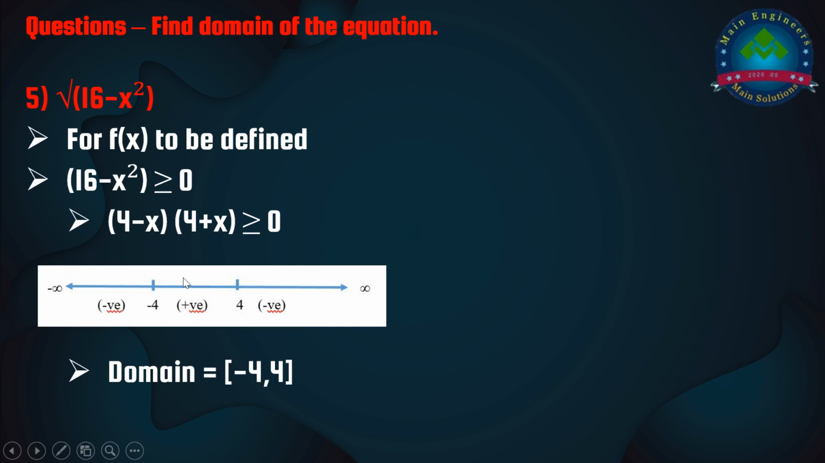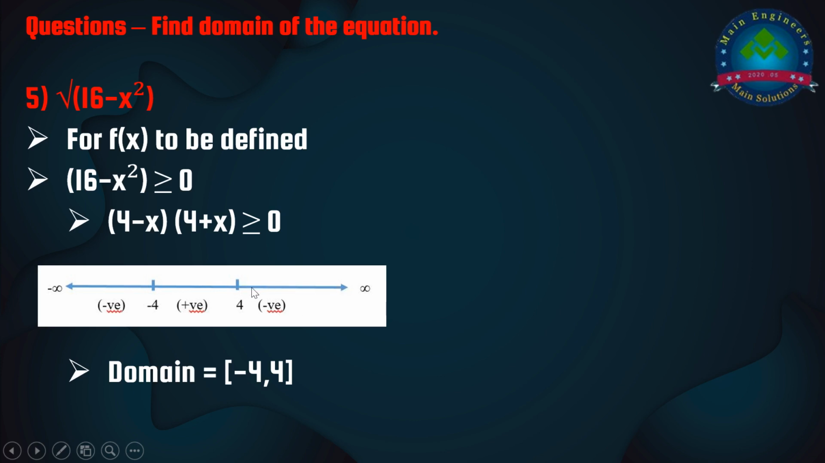Let's take any value from the region minus 4 to 4. Let's take 0. So 4 minus 0 is 4, and 4 plus 0 is 4. 4 into 4 is 16, which is greater than 0. That means for this region all the solutions are positive. That means the equation is valid for all the numbers in this region.